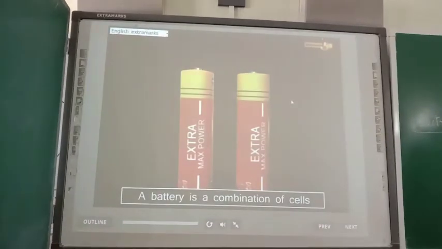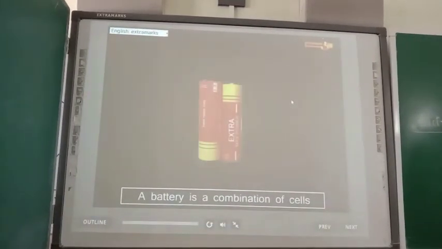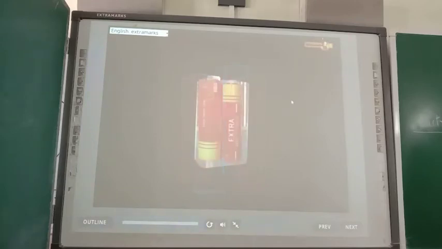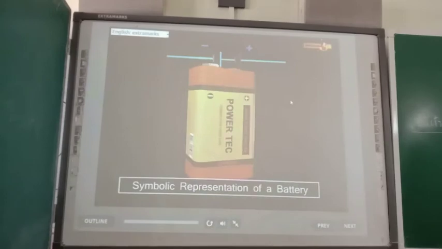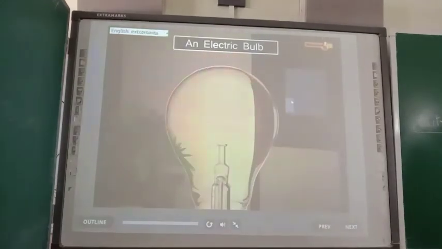Two or more cells, when joined properly, form a battery. In this combination, the positive terminal of one cell is connected to the negative terminal of the other cell. The symbolic representation of a battery is shown. An electric bulb.